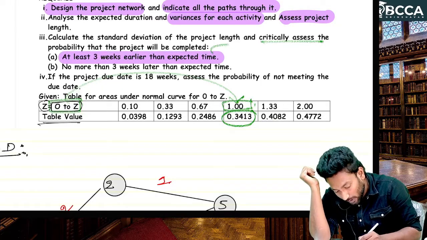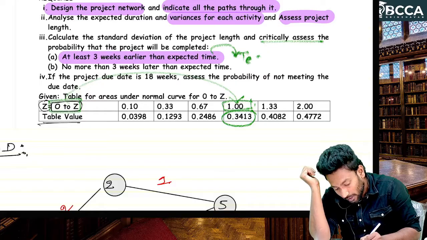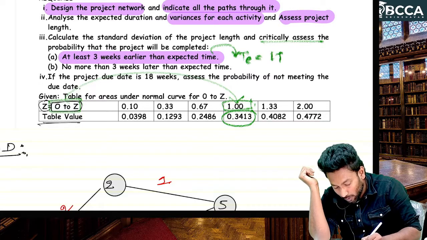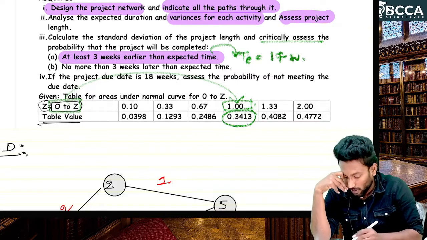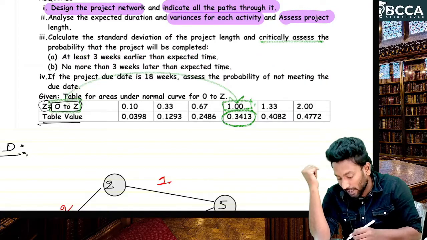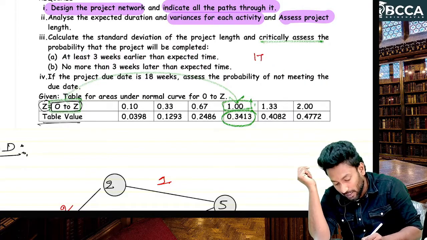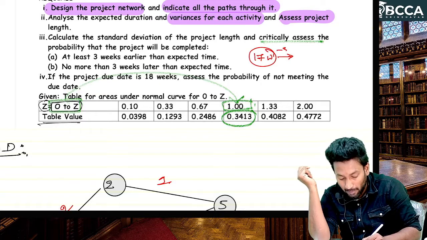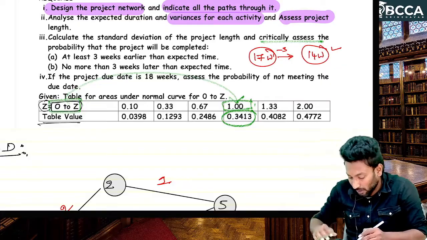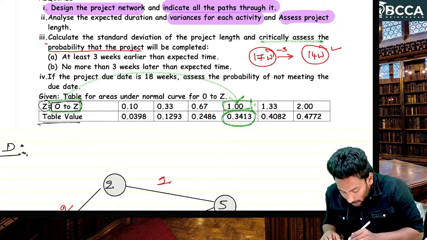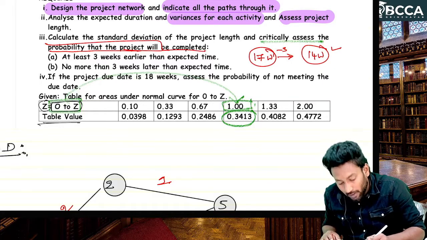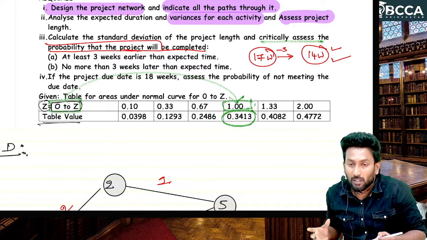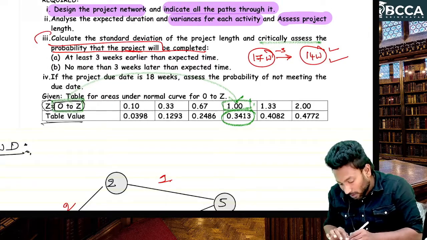Now what is our expected time, sir? The expected time T is equal to 17 weeks. Now what they are asking is 3 weeks earlier than expected time, so 17 minus 3, 14 weeks. So what the question is asking is the probability that the project will be completed within 14 weeks. That is the question. Okay, 3A.